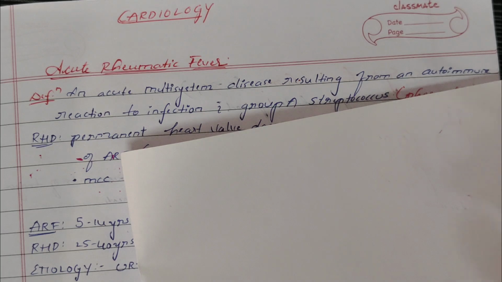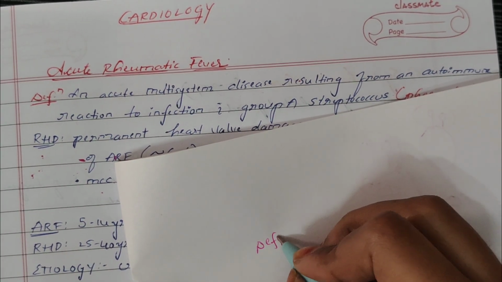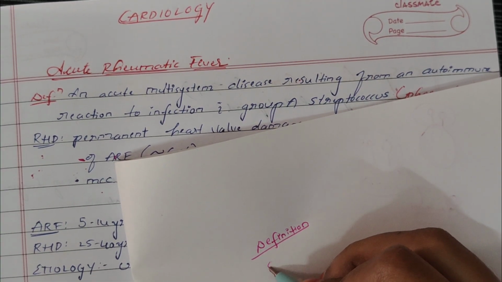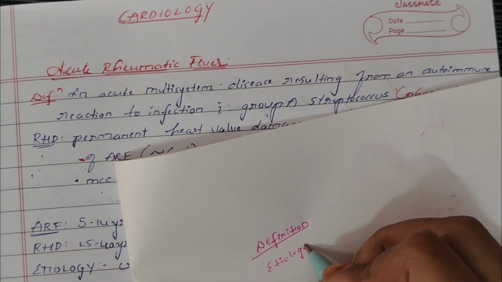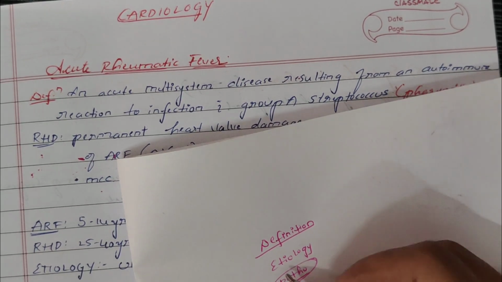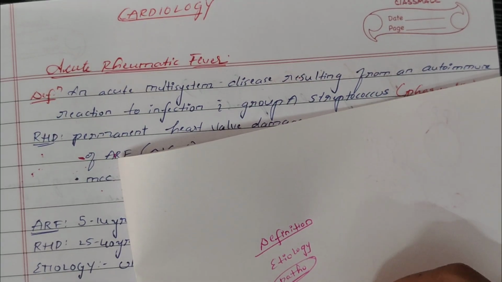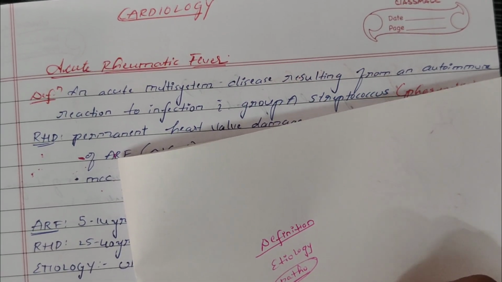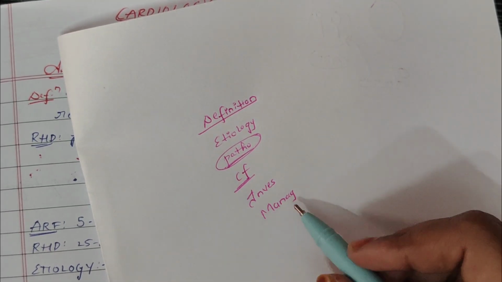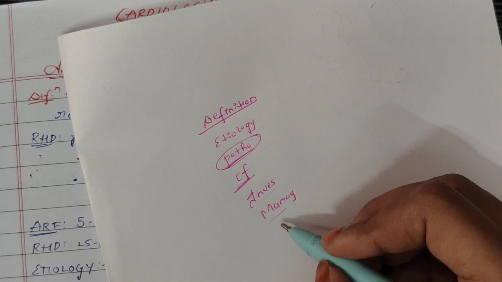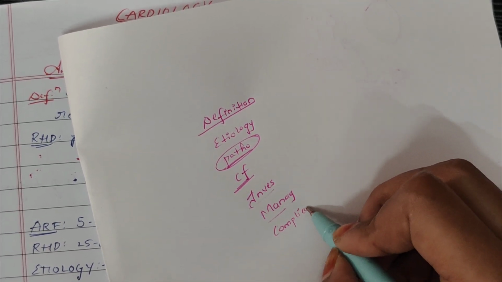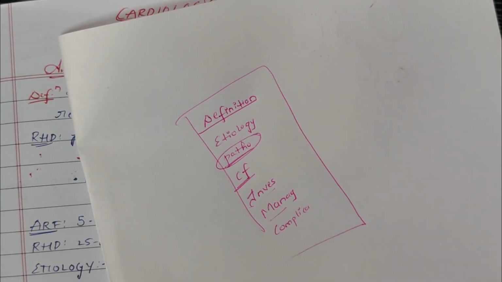So for everything in the university exams, we have to start with the definition. After this we will write about etiology and then pathogenesis, if required. Then we will write about clinical features, investigations, management, and then we will write complications if asked. Okay, this is the pattern that we will follow for university exams.